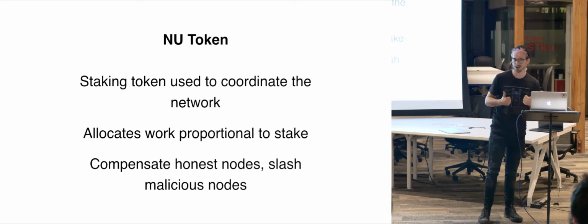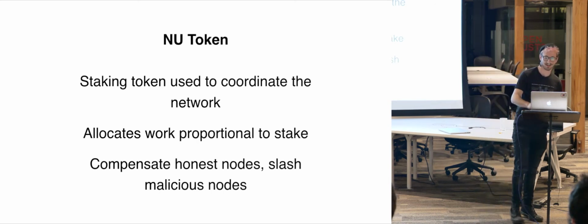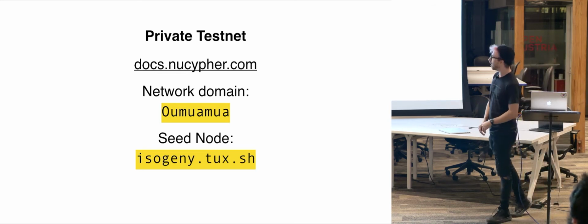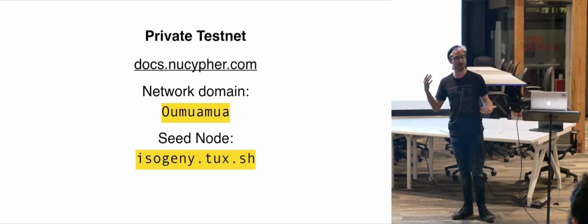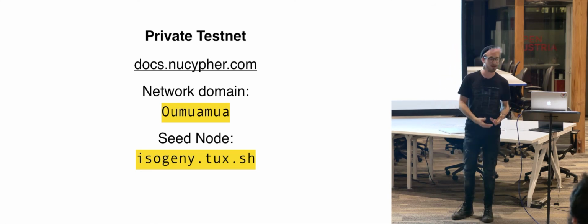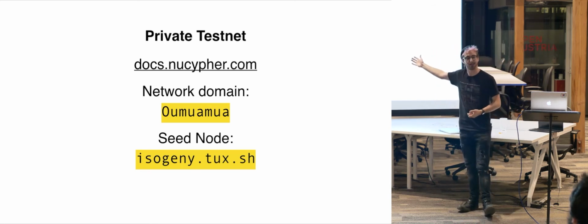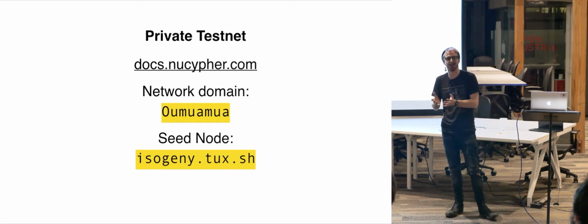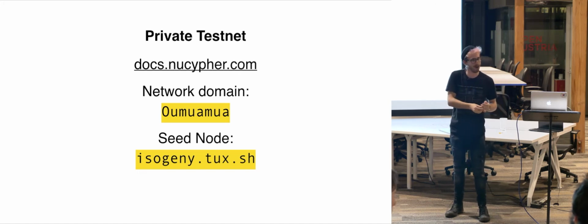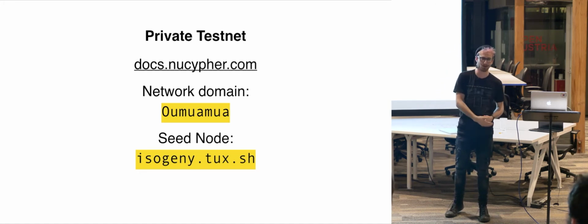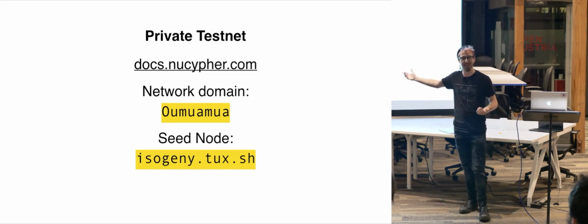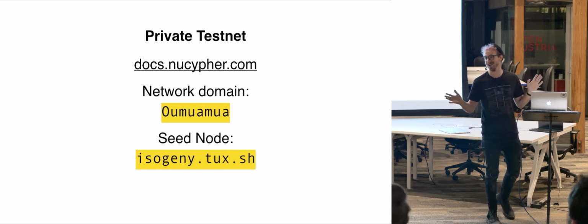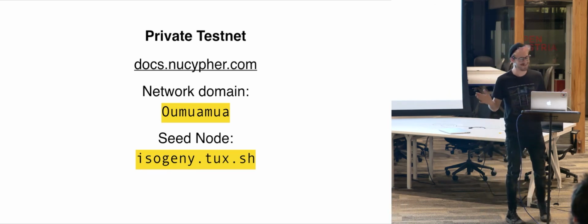Cool. Everybody, we're clear? Moving on? Fantastic. So we do have a private testnet. This is where it's going to get a little cool. If you guys want to try out what I'm talking about, I'll go over a demo of what you can do today. But please read our docs, docs.nucypher.com. We have different domains for our testnet, so we know who's using what. That way it's easy for us to track development, see what's going on. We call this Oumuamua, after the space object that was recently identified. Don't ask me how we decided on it. I don't know. It's just a good name.